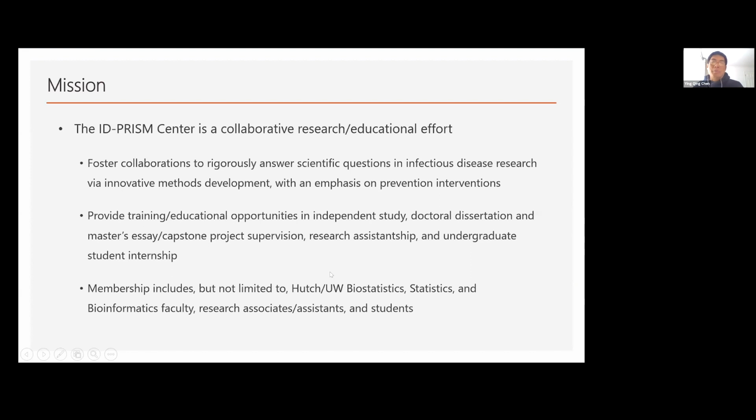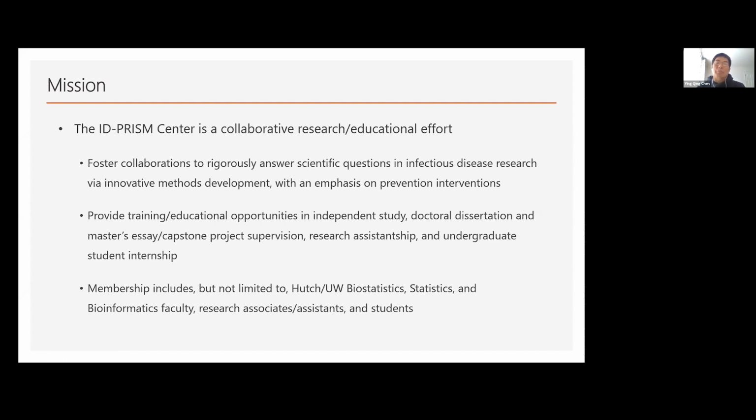Our mission for the ID-PRISM Center is a collaborative research and educational effort to foster collaborations to rigorously answer scientific questions in infectious disease research via innovative statistical methods, modeling or mathematical modeling, or other quantitative approaches with an emphasis on prevention interventions. We're not saying we're not interested in therapeutics, but we have a particular focus on prevention research.